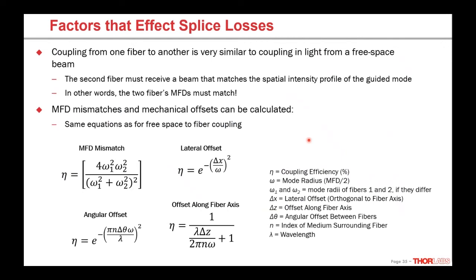If we do have some mismatches, mode field diameter, let's say, we can calculate it using these equations. These are basically the same equations we were looking at for a free space beam into a fiber. Now, instead of the beam waist of the beam and the mode field diameter, it's just the mode field diameter of the first fiber versus the second fiber. We can see a mode field diameter mismatch in addition to these mechanical offsets of these beams.